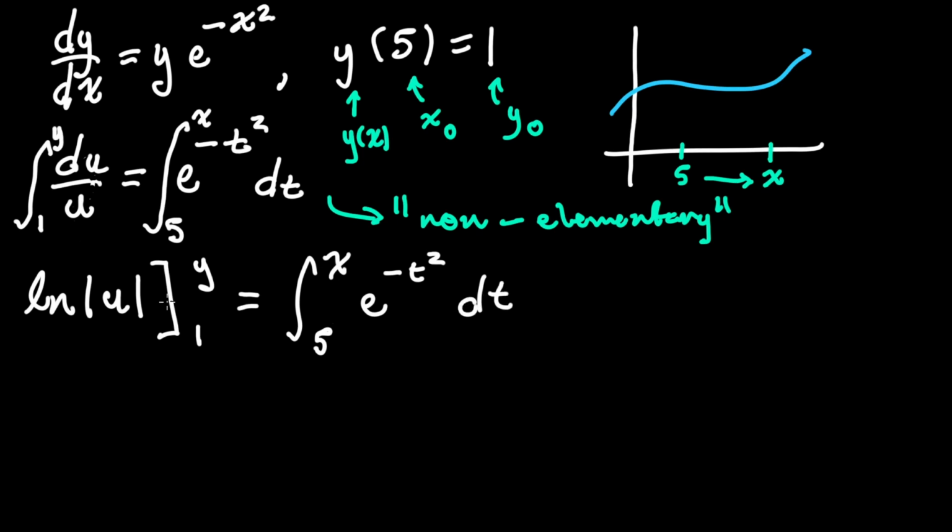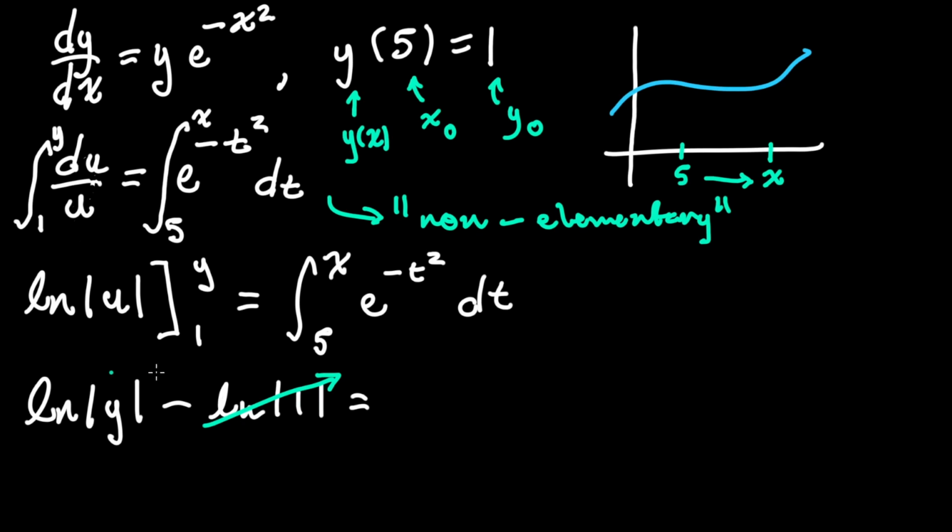And so what we then can do on this side, of course, is further break that up using the fundamental theorem of calculus: ln of the absolute value of y minus ln of 1. And that is still equal to our non-elementary integral on this side. And so looking at this, you should know that the value of ln 1 is simply 0, so we can cancel this out.